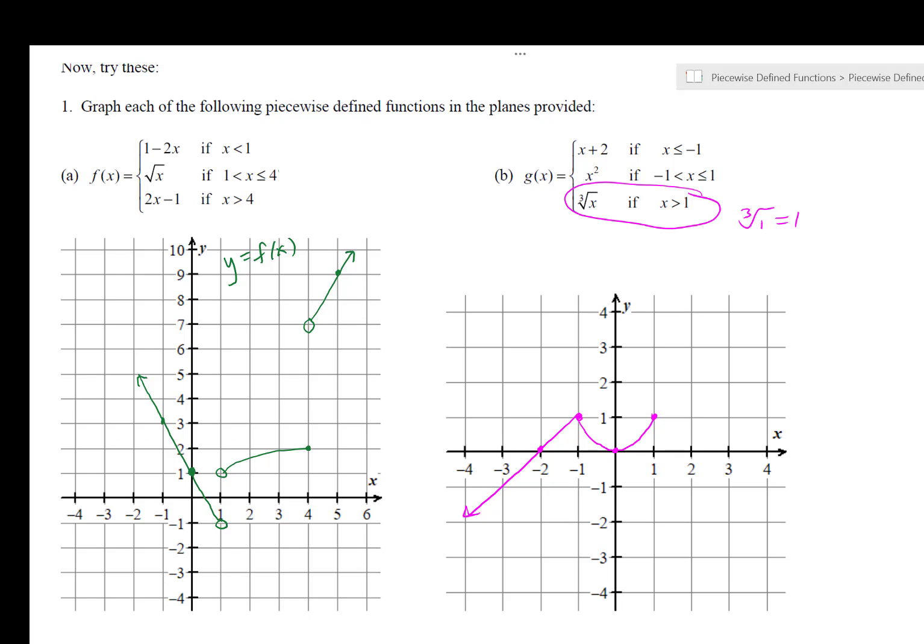The next perfect cube is when x is 8. Cube root of 8 is 2. So it's that very slowly increasing function. It looks very similar to square root. It looks something like that. Hence, we get the graph y equals g of x.